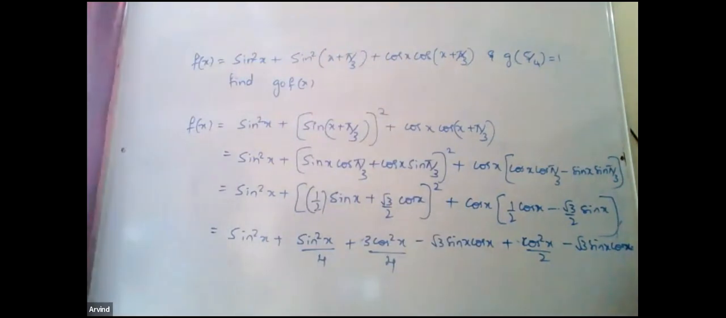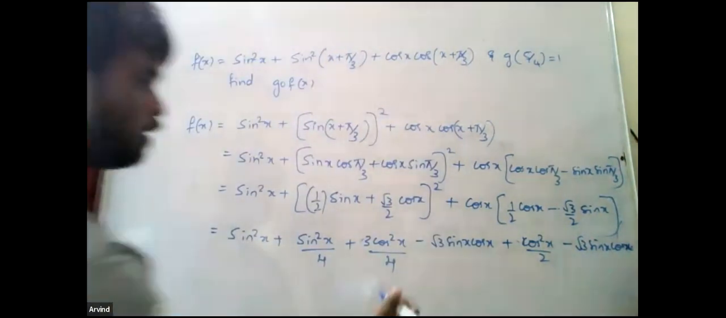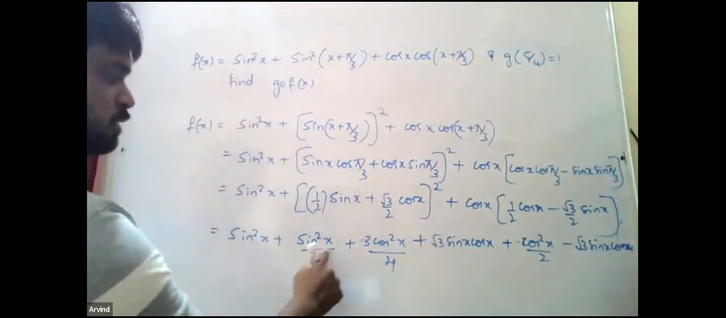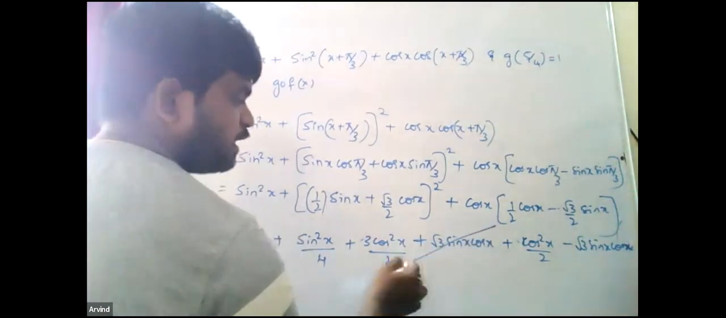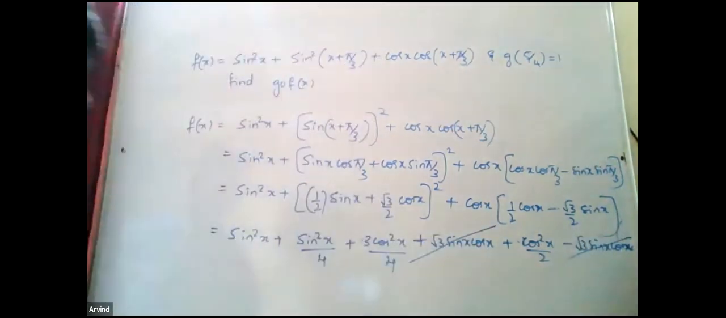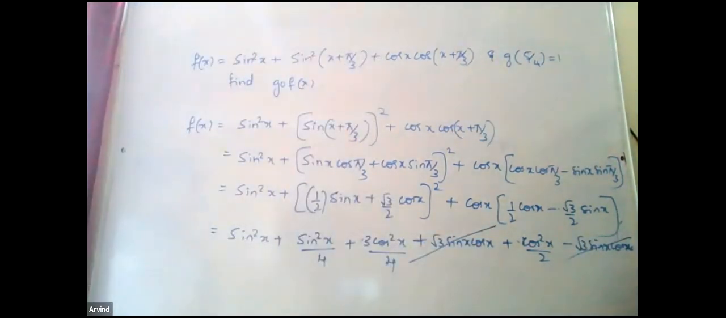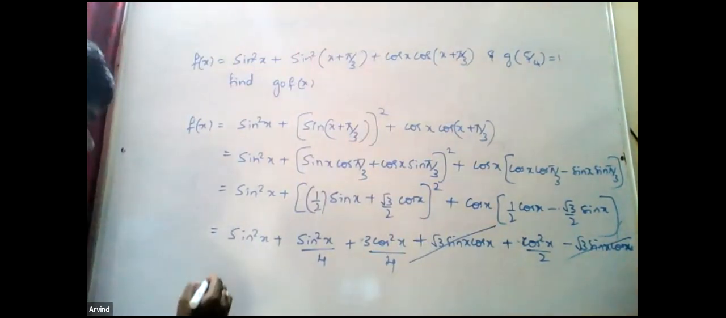Just observe, there are certain things that get cancelled. Here it is plus, I'm sorry. A square plus B square plus 2AB. So plus root 3 sin x cos x minus root 3 sin x cos x gets cancelled. Then you have to simplify, that's it.